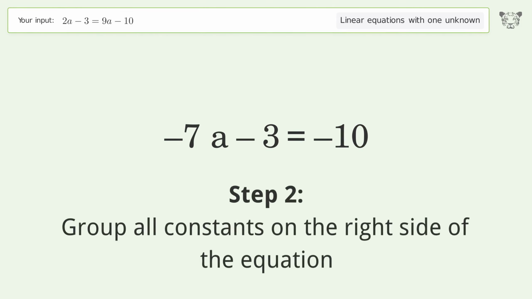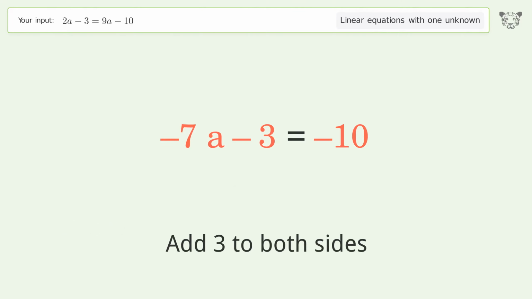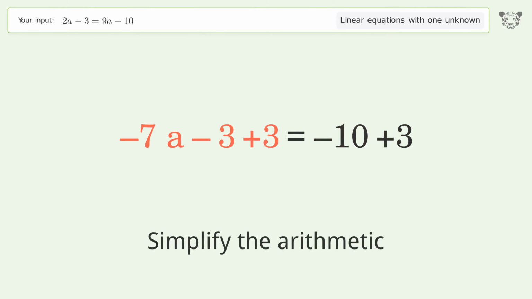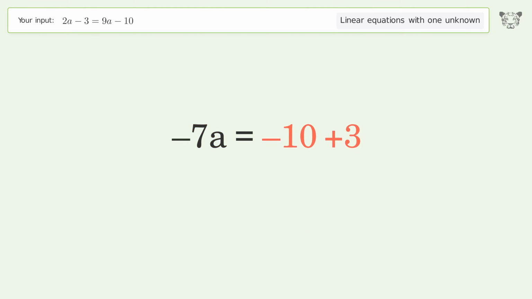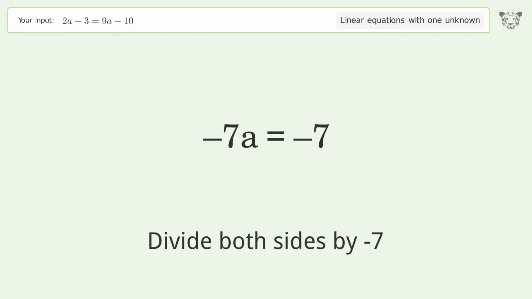Group all constants on the right side of the equation. Add 3 to both sides. Simplify the arithmetic. Isolate the a. Divide both sides by -7.